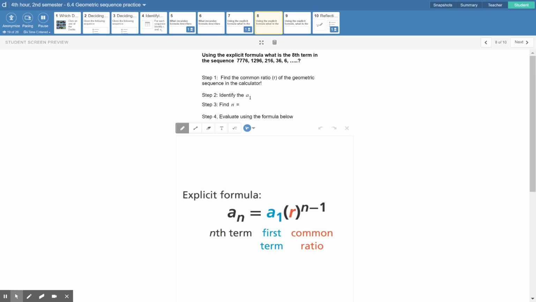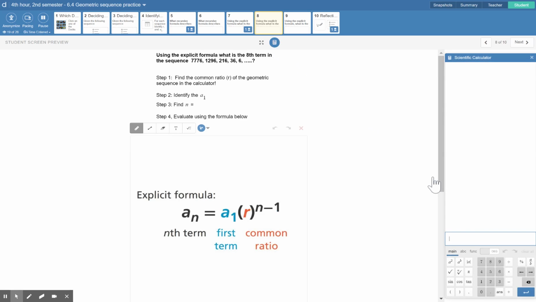All right, in slide number 8, we are going to use the explicit formula again, and it asks what is the 8th term in the sequence. So right now there's only 5 terms. If we kept this pattern going, this sequence going, what would be the 8th term? So step 1 is always find the common ratio. It is a geometric sequence. So we kind of gave you that hint.